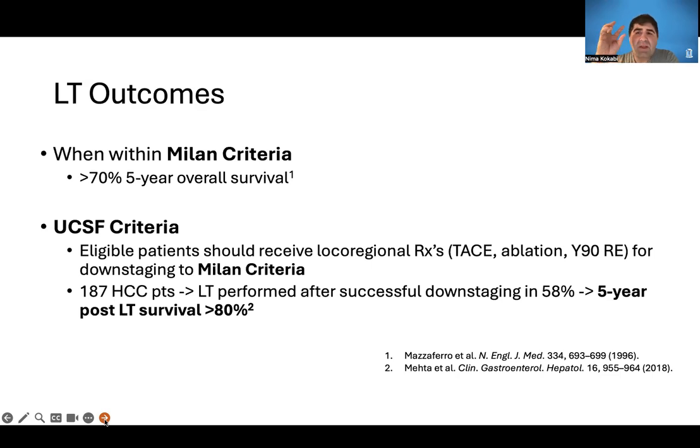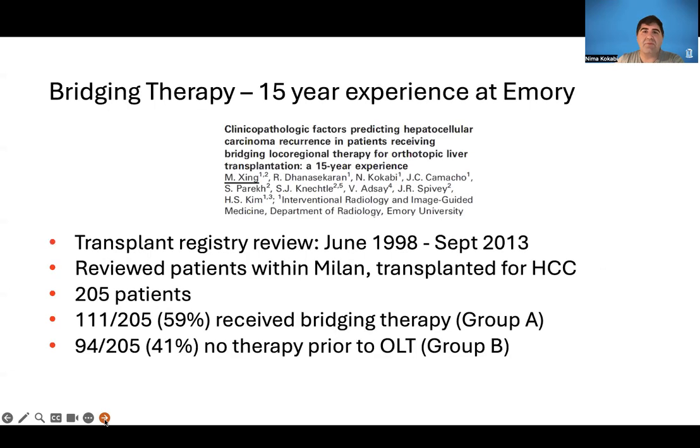And again, where IR plays a key role in both of these scenarios is if you're outside of Milan criteria, by a form of one of these liver-directed therapies, be it ablation or some form of embolization, you can downstage the tumor in terms of size and burden into within Milan criteria. Or if you are within Milan criteria, you keep them within Milan criteria while the patient waits for generally 6 to 9 months at least, and in some parts of the country much longer, depending on organ availability, to get them to transplantation successfully.